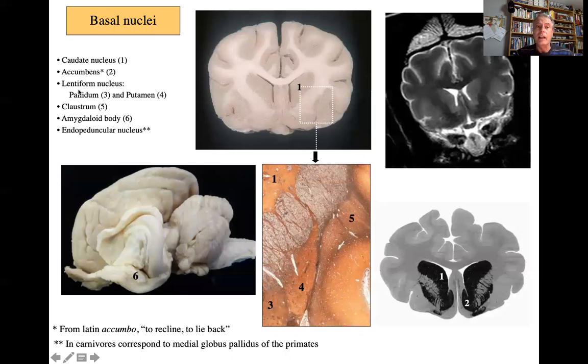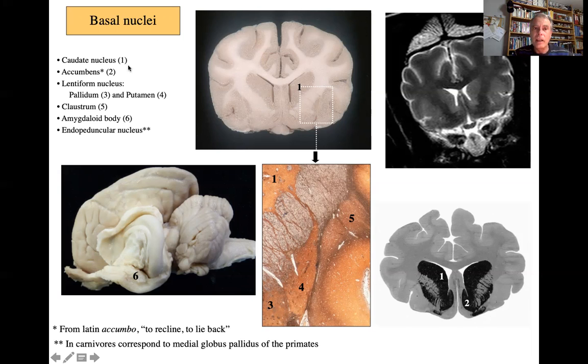The basal nuclei, sometimes they are named basal ganglia. This is wrong, because a ganglion is a collection of cell bodies, that is, of neurons, located outside of the central nervous system. When this collection of neuron bodies is located inside the central nervous system, it is a nucleus, right? And this is the case here. This is a nucleus, not a ganglion.